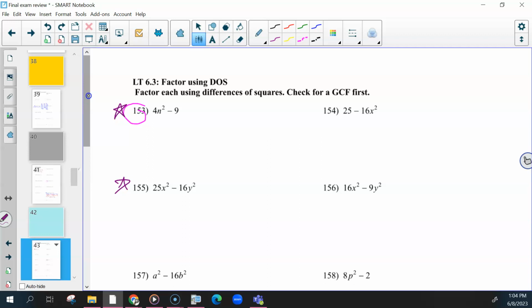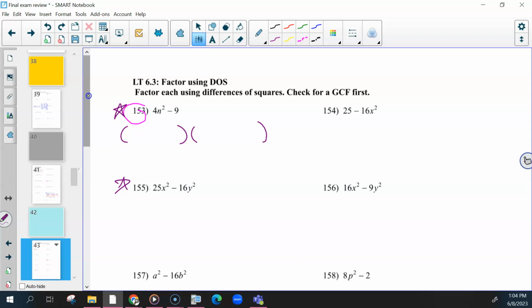So the goal of these look and see is, are the two numbers perfect squares? Is something times something equal 4? The same something. Same thing for 9. Same thing for the variable. And then are you subtracting? And if all of those are true, then you can move forward. You may have to look for a GCF. This one doesn't have one.